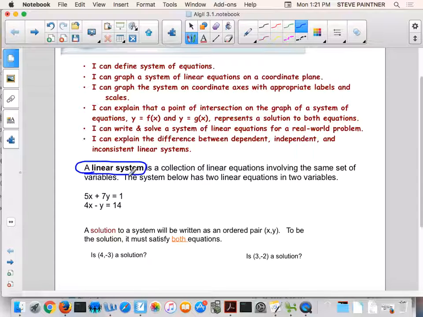It says a linear system is a collection of linear equations involving the same set of variables x and y. The system below has two linear equations in the same two variables x and y. So this is what they call a linear system: two equations with the same variables, x, y, x, y.